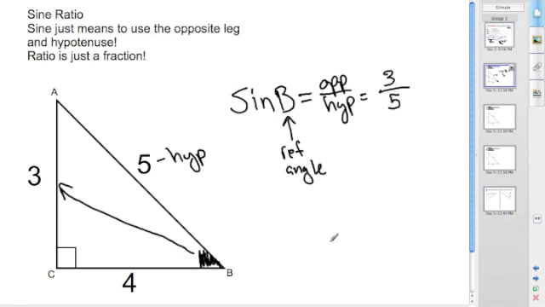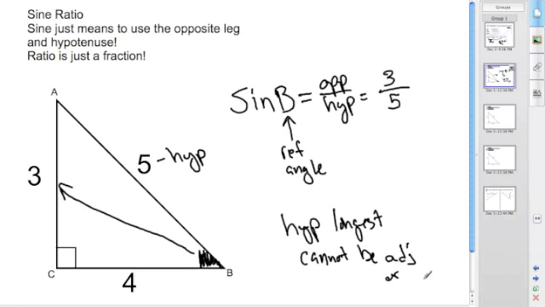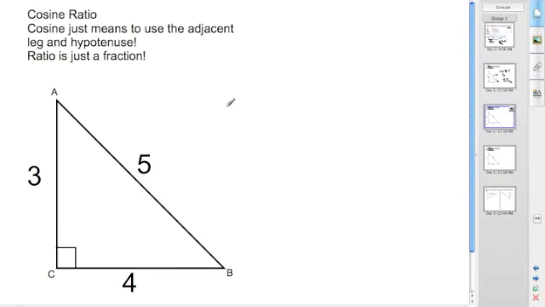Again, hypotenuse is always the longest, and it cannot be adjacent or opposite. So once you have your hypotenuse, you can never say it's opposite or adjacent. Hypotenuse is always hypotenuse. Let's try cosine.